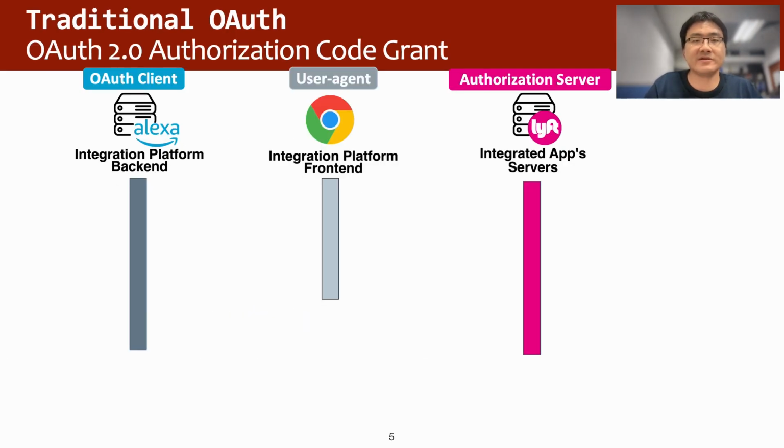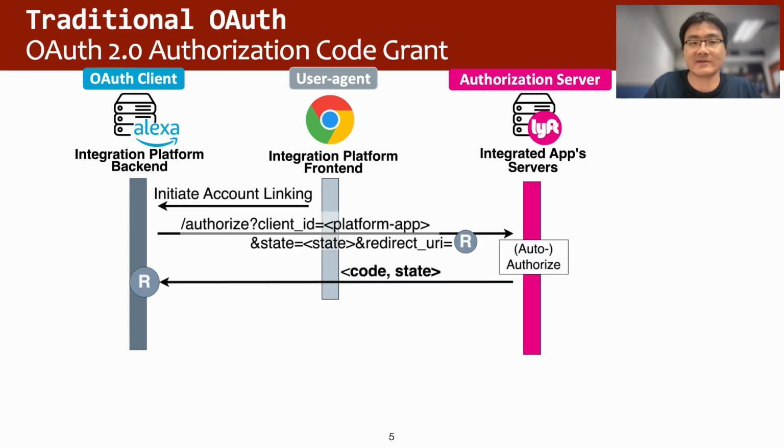So the use case of account linking coincides with the traditional OAuth use case to grant authorizations. OAuth 2.0 is a three-leg protocol done in two phases. It's three-leg because there are three entities involved: an OAuth client, operated by the integration platform backend, the user agent, running the integration platform frontend, and the authorization server, which is operated by the integrated app servers. It's done in two phases.